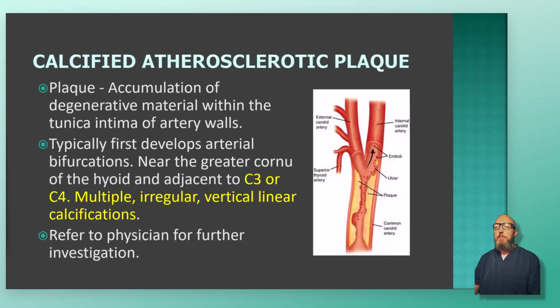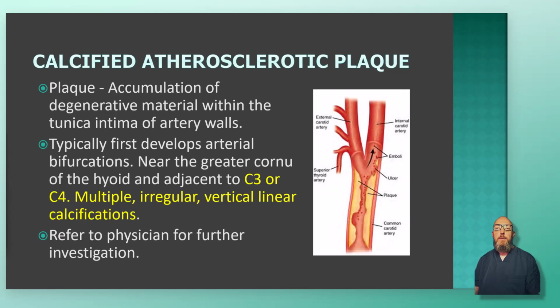And then this one is a big one. I would say as far as a clinician, a treating dentist, this is the biggest one to identify that can affect the patient's health. So atherosclerotic plaque is accumulation of degenerative material within the tunica intima, or the inner layer of the arterial wall. That plaque undergoes dystrophic calcification, and that's when we can see it.